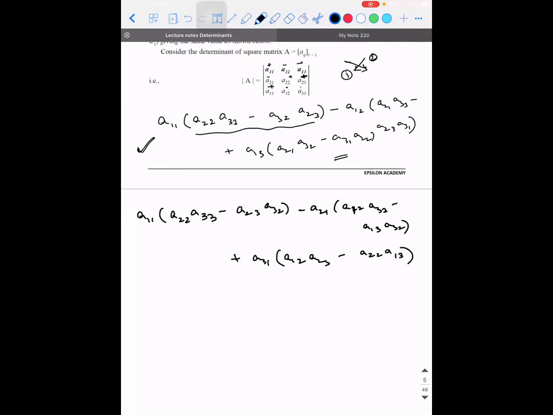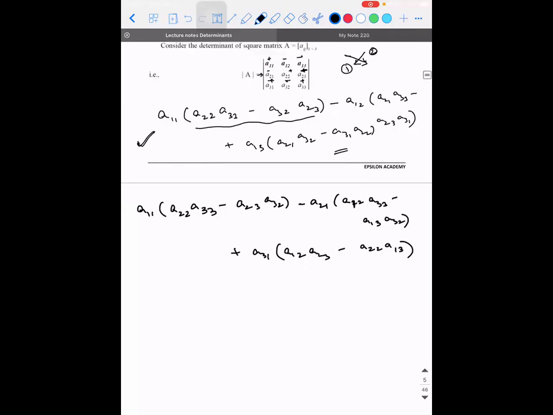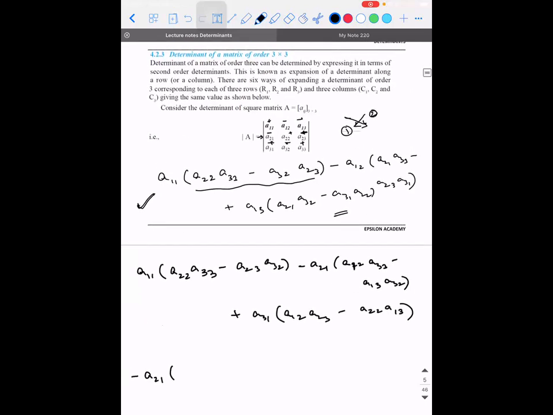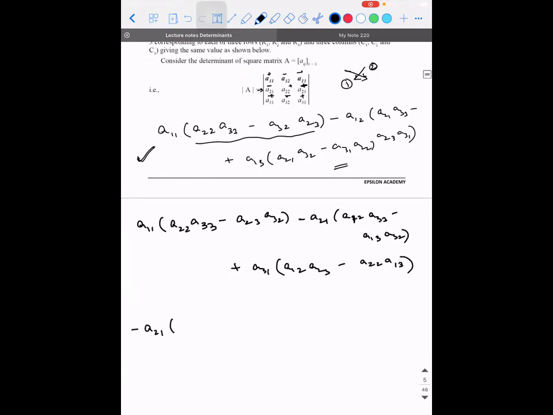Minus, plus, minus, plus. Suppose I want to expand it according to the second row. Tell me what is the answer. Minus A21. Why did I write minus? Because that takes a minus sign, no? So minus of A21 into A12 into A33 minus A13, A32.